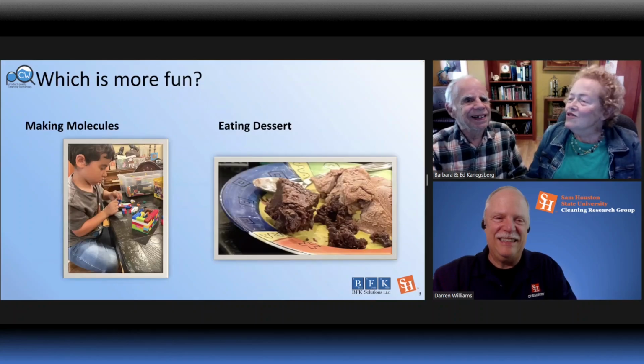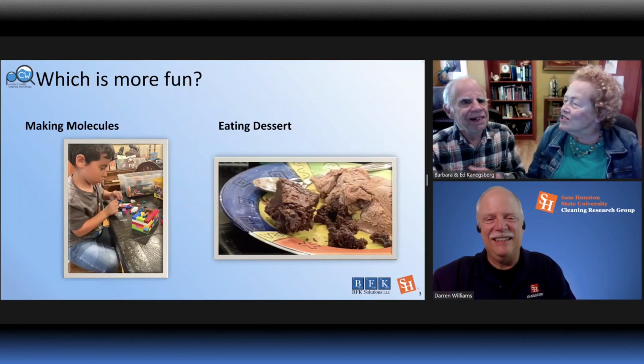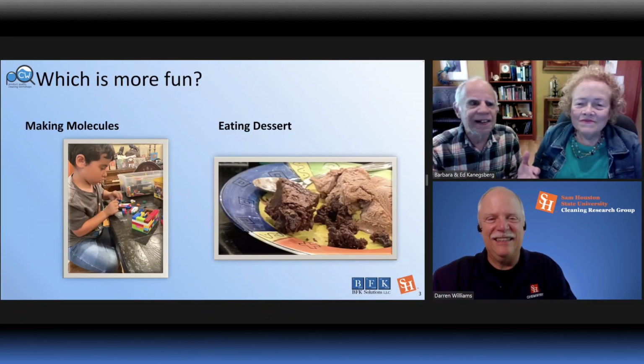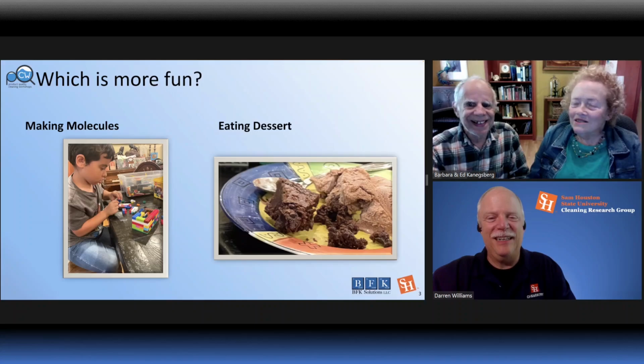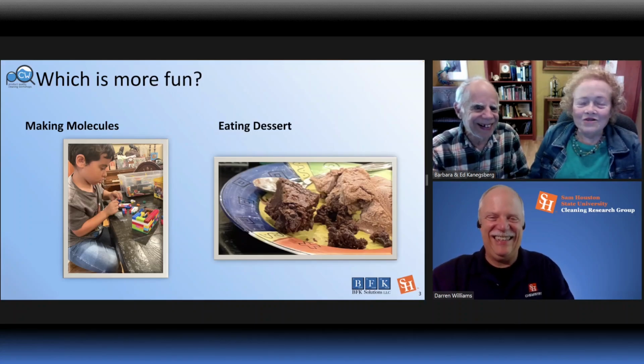So we're going to answer the important and critical question of which is more fun, making molecules or eating dessert? That's a tough question for me because I like them both. I do too.